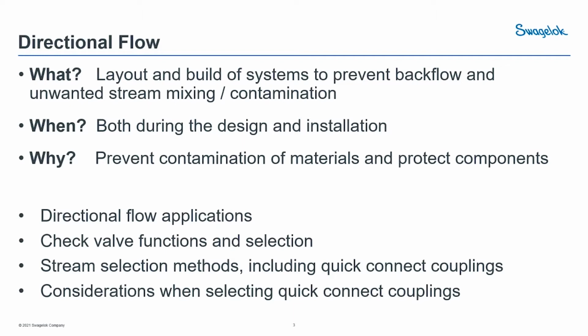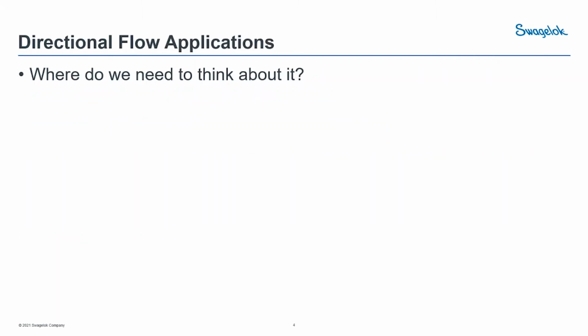So we're going to cover today some directional flow applications, where we're going to use directional flow products. Check valve function. Check valves are going to be one of our main components that we use for that, how they function and how we select them. We're going to talk about stream selection. So that's a whole suite of valves that are offered, another way to control directional flow. And also we're going to tackle quick connects as part of that. At the end, we'll hit on how to select a quick connect and what to look for when you're using a quick connect coupling. So directional flow applications, where do we need to start thinking about directional flow?